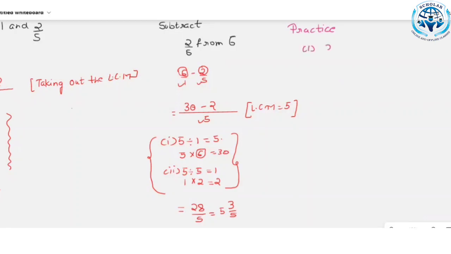I am giving you some sums to practice at home. 2 minus 1 by 5. The second one is 4 plus 3 by 8. The third one is 7 minus 2 by 5. The fourth one is 8 plus 3 by 7. Fifth one is 6 minus 7 by 8.